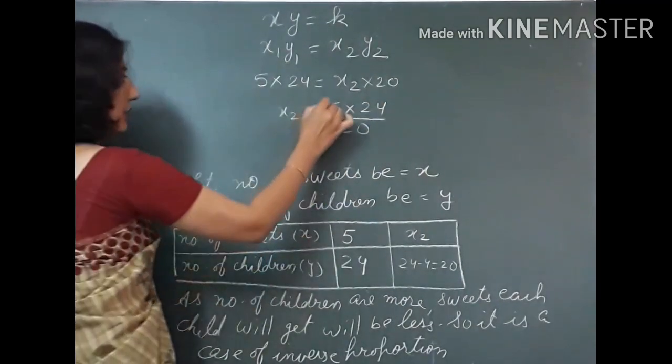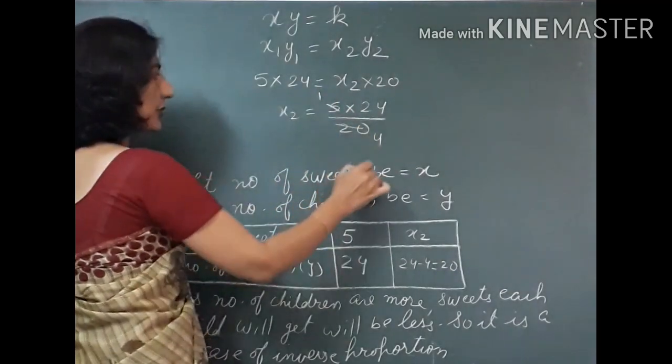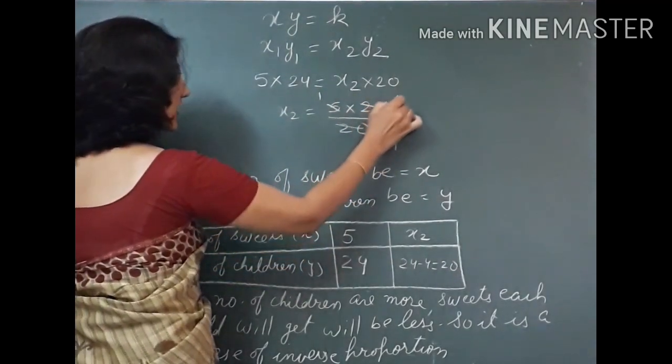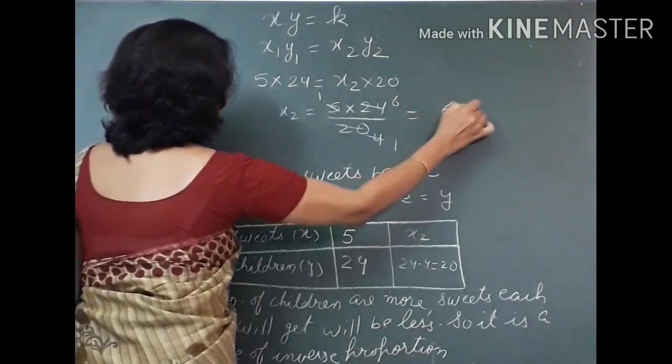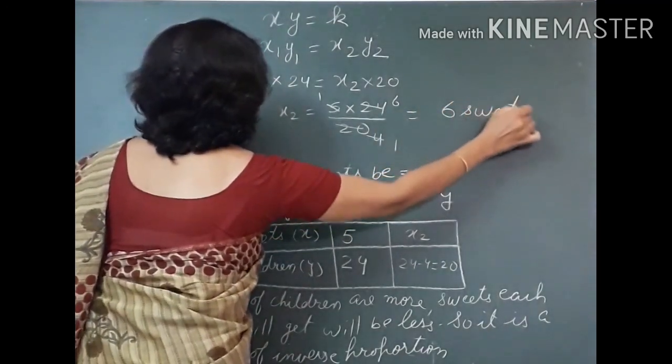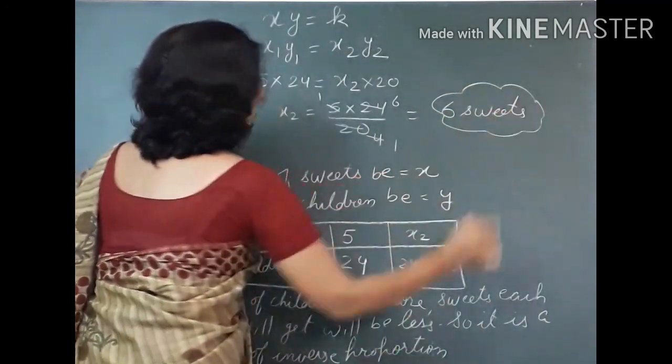Now you can cancel. 5 ones are 5, 5 fours are 20. 4 ones are 4, 4 sixes are 24. So each child will get 6 sweets if the number of children is reduced.